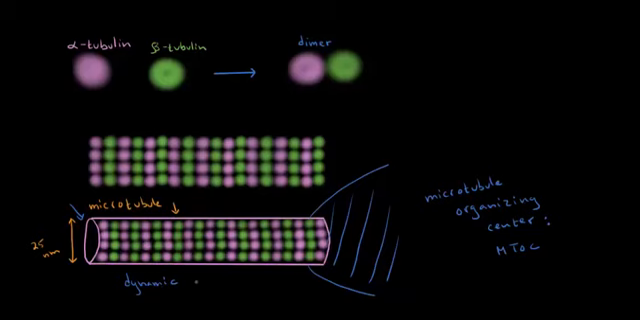Let's go back to the microtubule organizing centers. There are actually different types of microtubule organizing centers, and we're going to talk about two. The first is the centrosome, and the second is called a basal body. Centrosomes and basal bodies are pretty similar in structure, but the microtubules attached to them carry out different functions. Let's talk about the centrosome first.